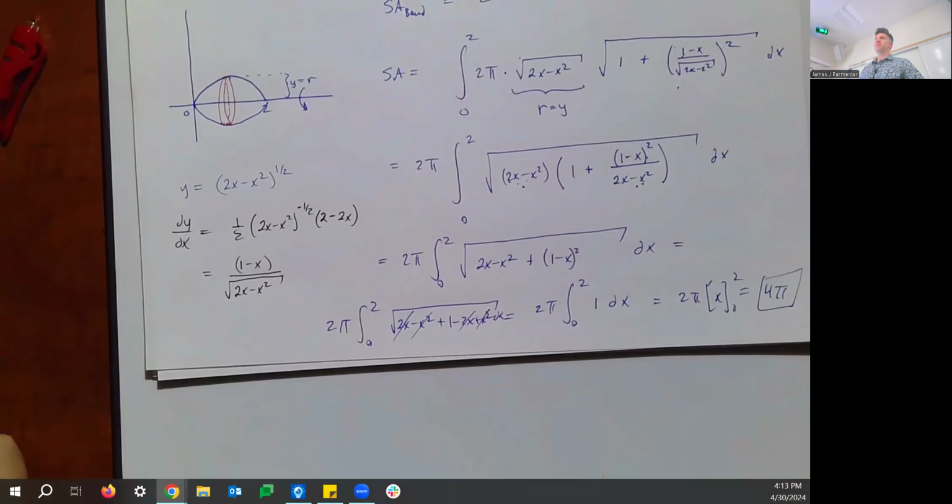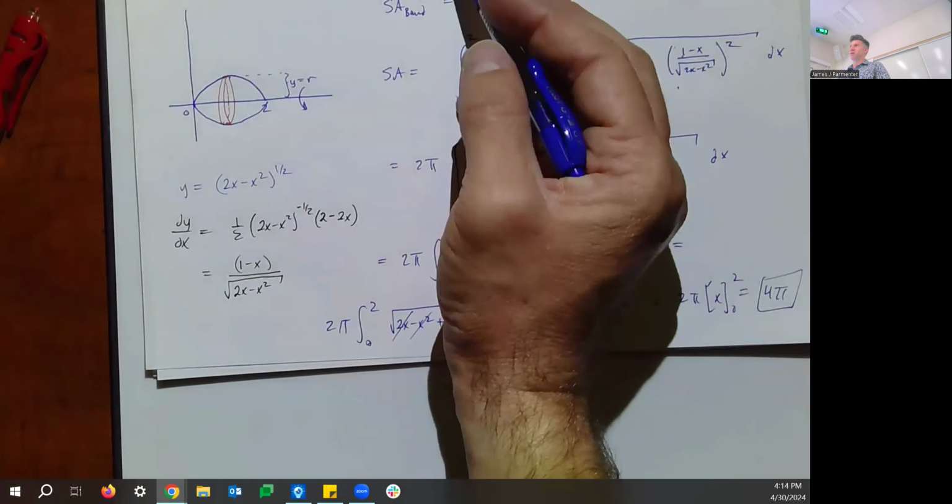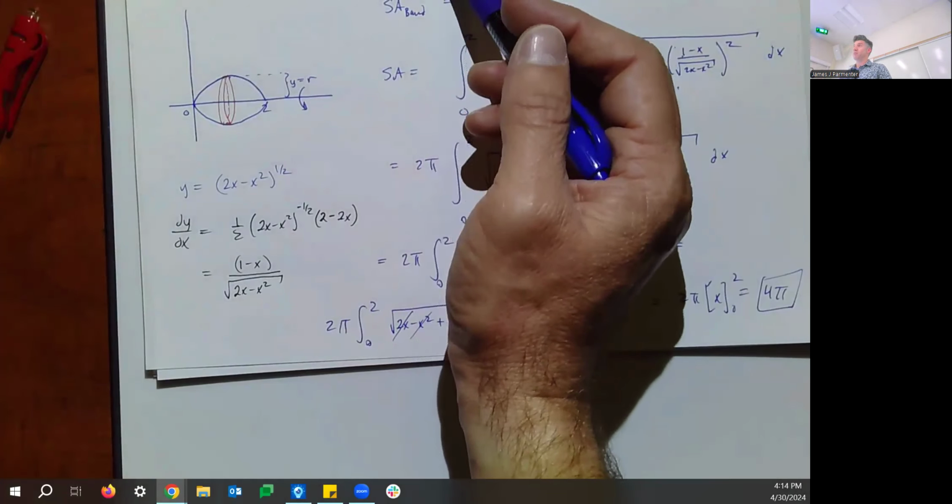So there's surface area in a nutshell. Basically, once you're given an axis to go around, you can always do it either in terms of x or in terms of y. We could have done this one in terms of y if we really wanted to. We would have had to solve for x as a function of y, though, which would have been a little bit gnarly, but not impossible.